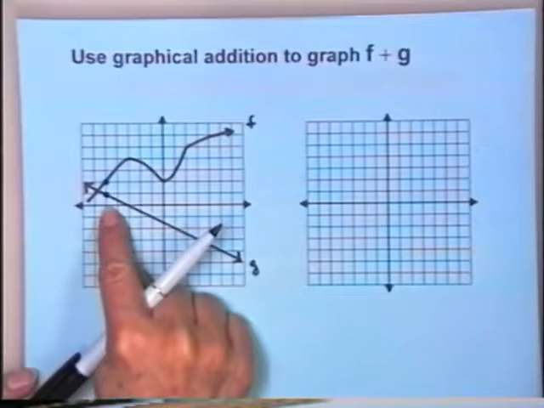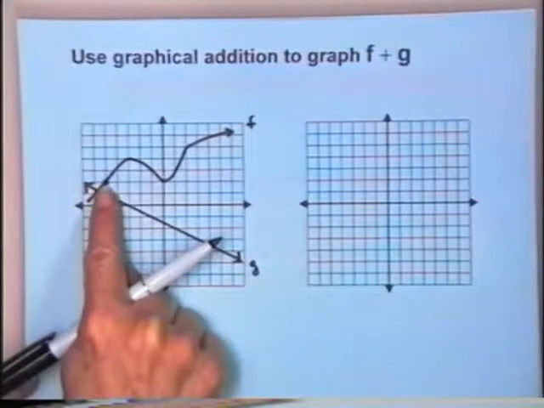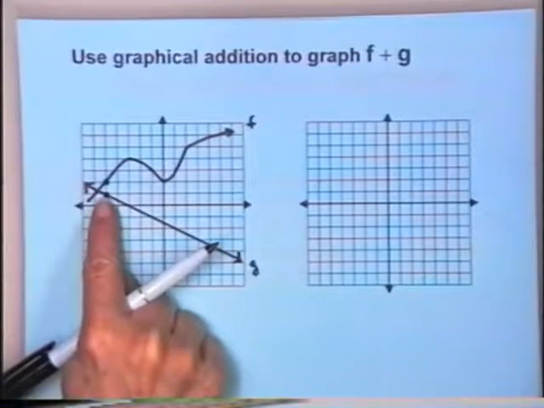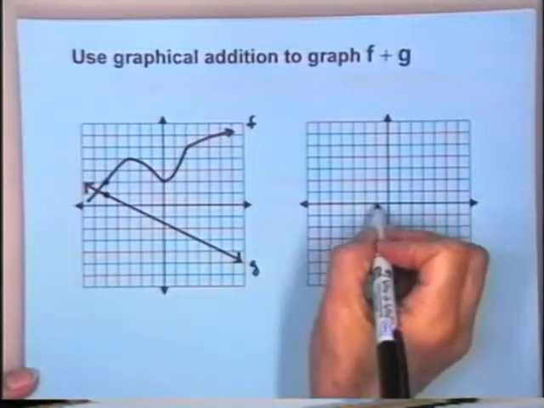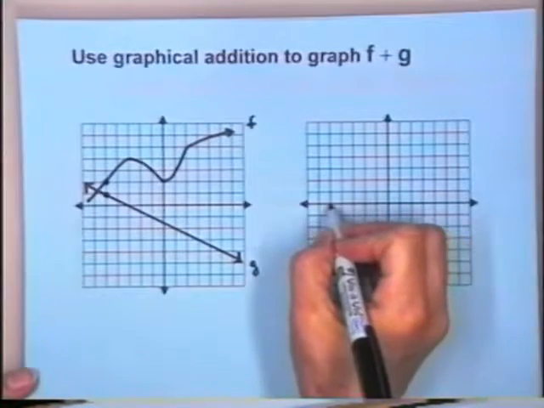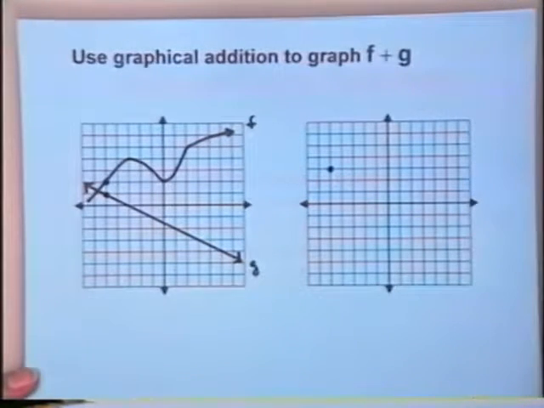That's at x equals -5. Okay? At x equals -5, the y value on function f is 2, and the y value on function g is 1. So I'm going to add those. 2 plus 1 gives me a what? It gives me 3, doesn't it? So over here, at x equals -5, I'm going to go up to 1, 2, 3. And I'm going to plot that point.